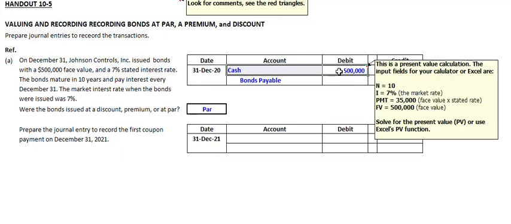If we had put 10 in for the number of years, 7% for the market interest rate, $35,000 for the payment, and again, that's the face value, $500,000 times the 7% stated interest rate, and $500,000 for the future value, we would have solved that and found the present value of those cash flows was indeed $500,000.